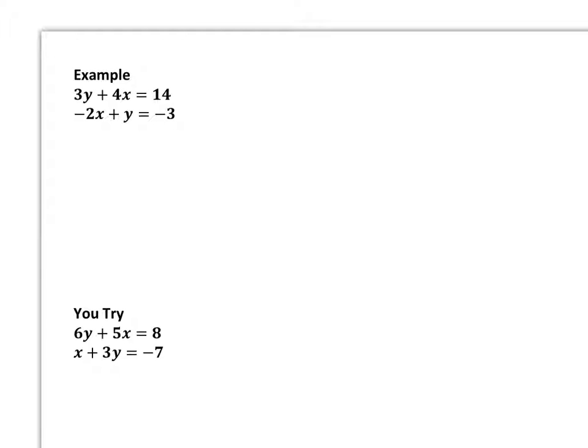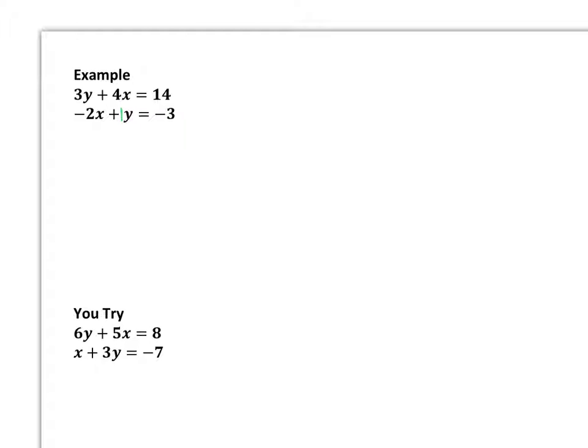As you look at our two equations, we have 3y and 4x in the first equation, so clearly those don't have coefficients of 1. In our second, we have a negative 2x, and then we have just a y. Well, that y, we know, has a coefficient of 1. So solving for that variable is going to be the easiest one for us.